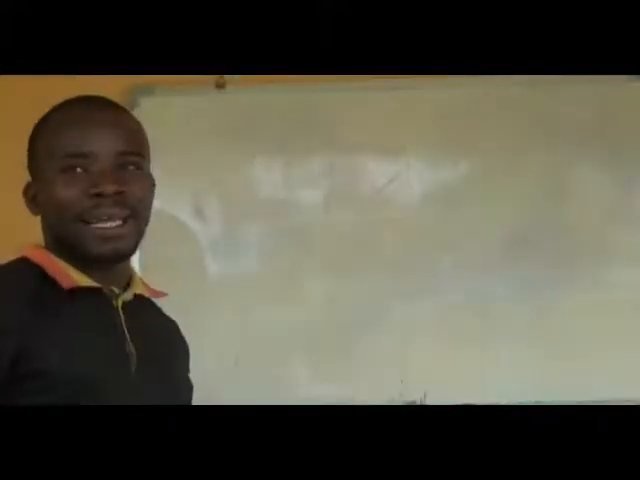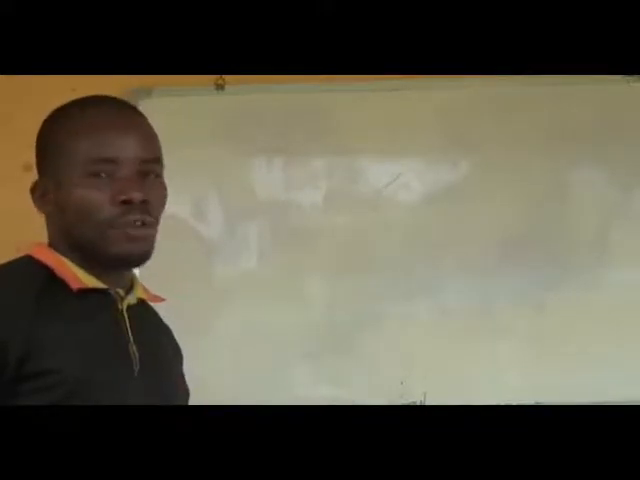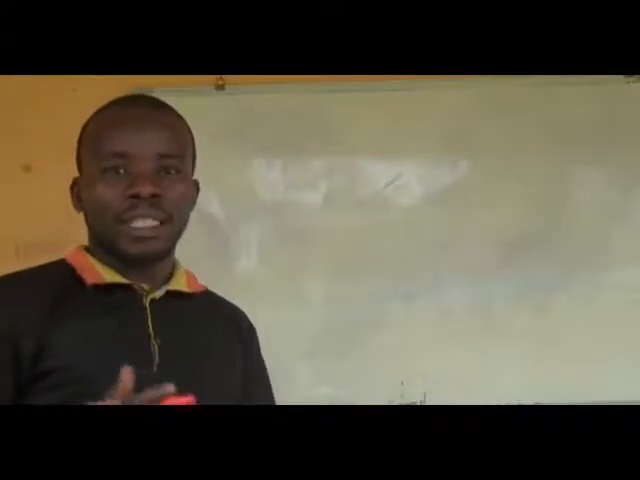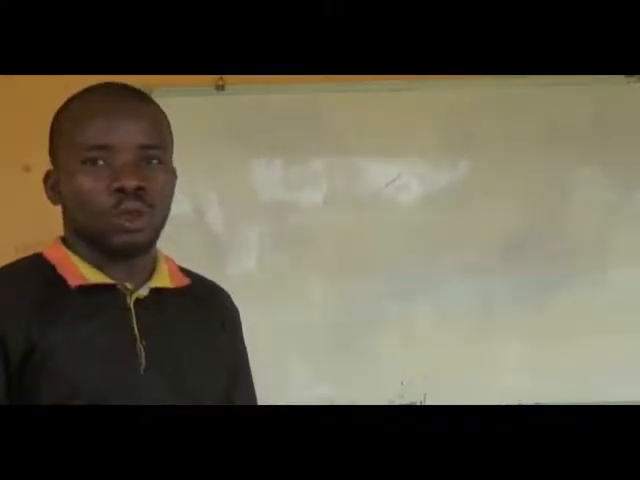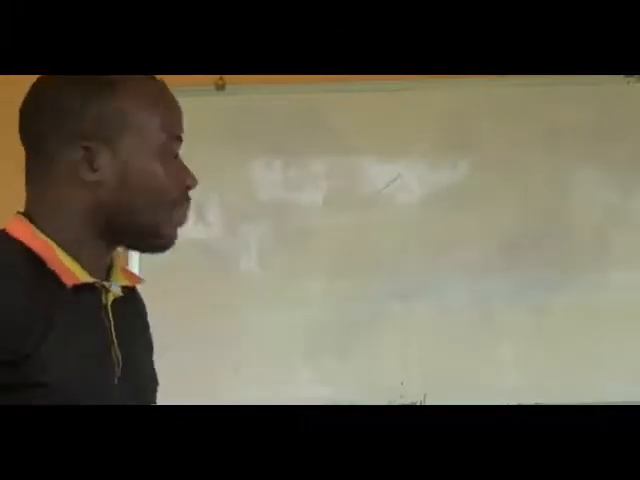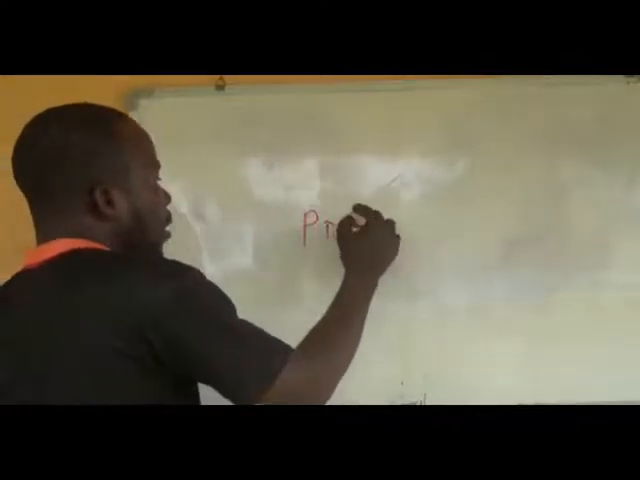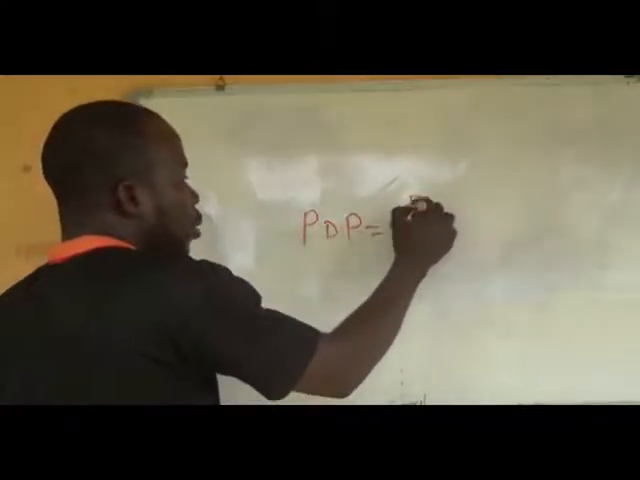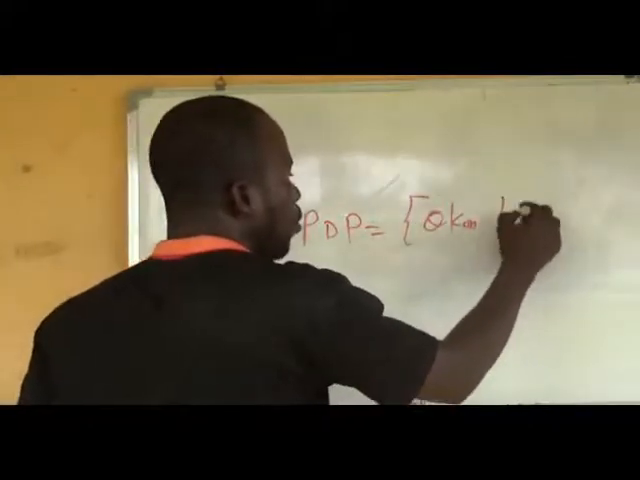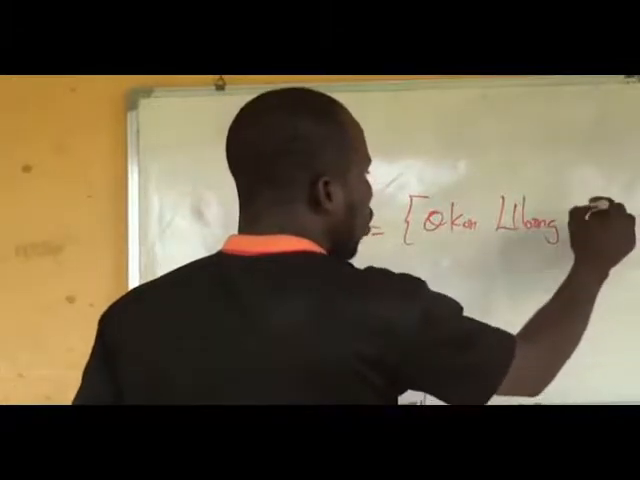When we assign a code to the members of a particular group and then identify that group or identify the person in that group by their code instead of their name, it is called listing method. Just as I said, if you have PDP and it's a set comprising of Okun, Ubong, and Udo.